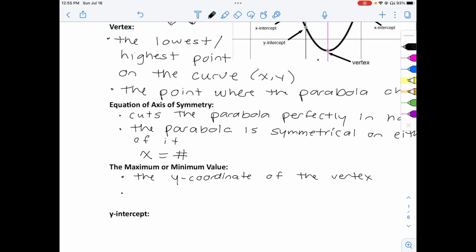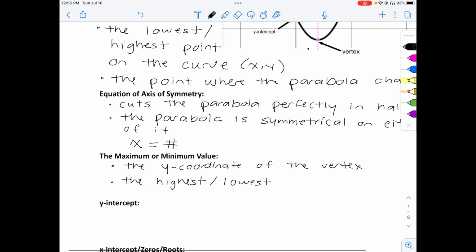And it's obviously either the highest or the lowest point on the curve. I guess actually instead of saying point, point is more the vertex. It's the highest or lowest value that the curve will reach.